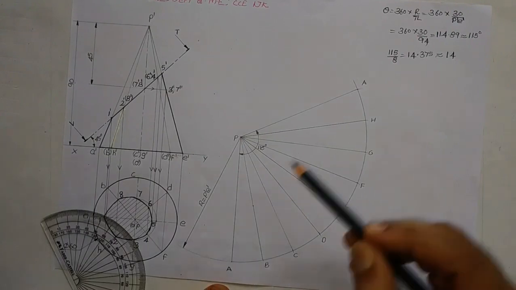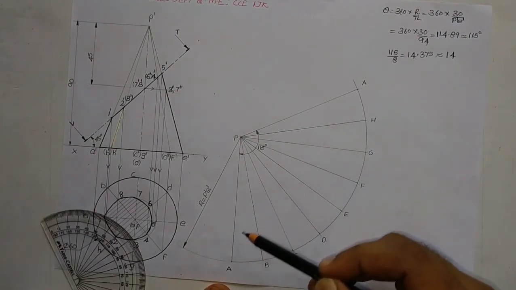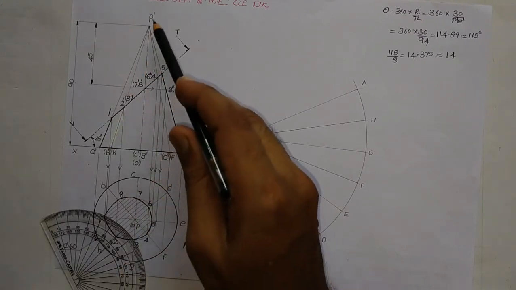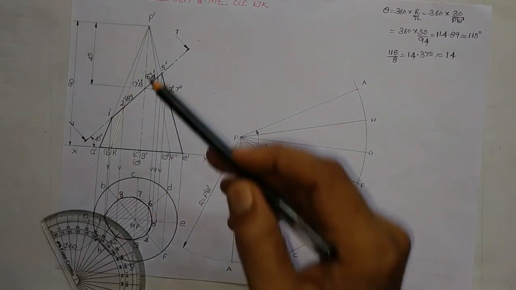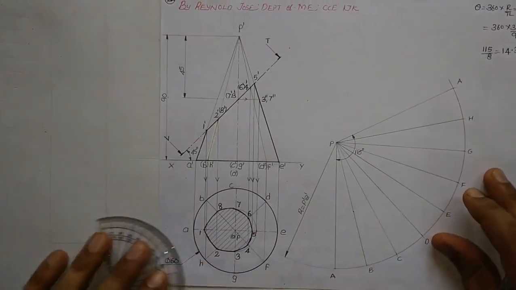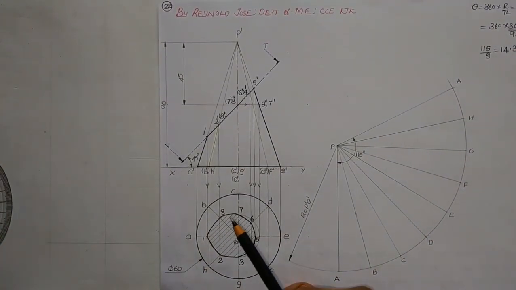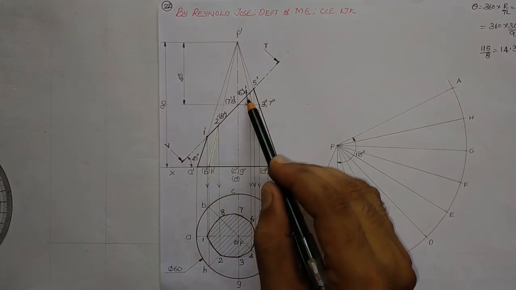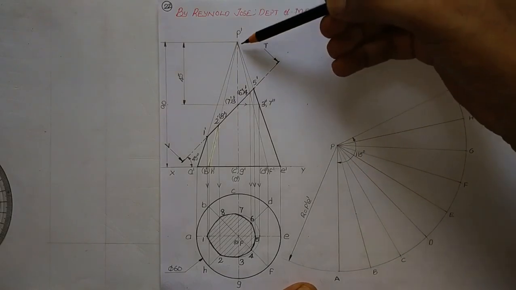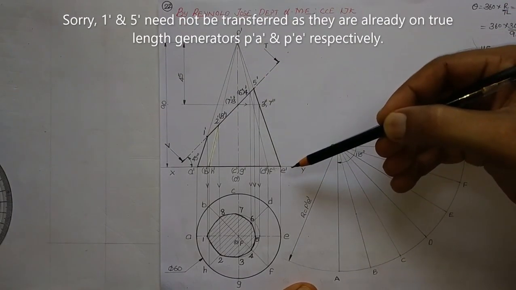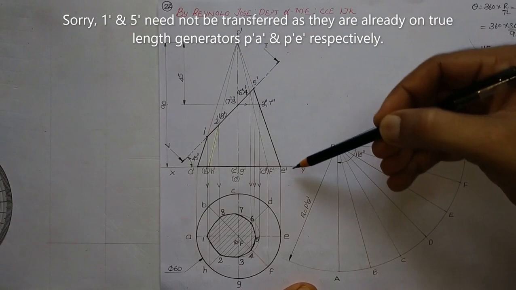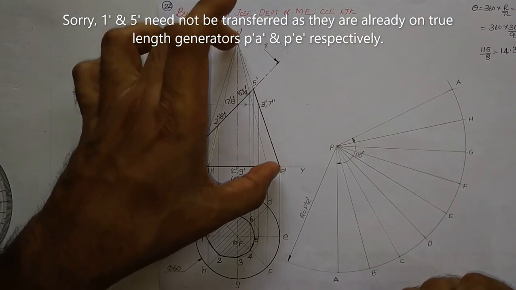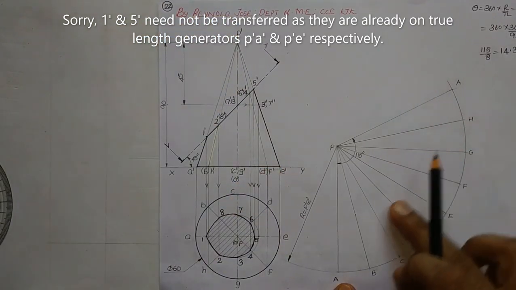As we know, all the lines in the development will be having their true length, whereas in this case only P dash A dash and P dash E dash will be having their true length. So what we are going to do now is transfer 1 dash, 2 dash, 3 dash, 4 dash, 5 dash, etc. through a true length generator. So we shall transfer it to P dash E dash, which is on the right hand side, and from this P dash E dash we shall transfer each and every point to the corresponding development.